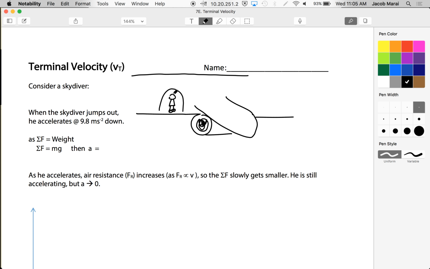Okay, could you please draw your skydiver? Do we have to draw the plane? I'm not drawing the plane. You don't have to draw. Well, draw him at equilibrium.